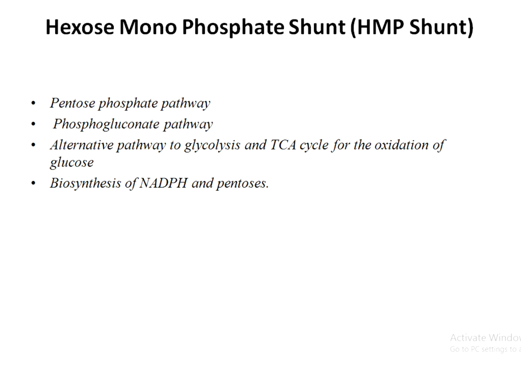This pathway we can also call the pentose phosphate pathway or phosphogluconate pathway. It is an alternative pathway for glycolysis as well as the citric acid cycle for the oxidation of glucose, and this pathway is anabolic in nature and helpful in the biosynthesis of NADPH and pentose.